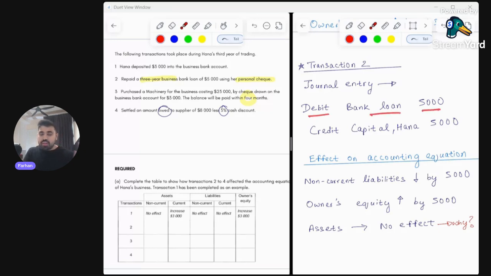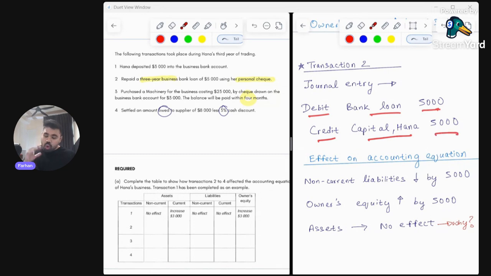At the same time, the question also mentions using her personal money or personal check. This is referring to the fact that Hannah, in fact, has made an investment by using her personal money to pay off this bank loan. When her personal funds are used to pay off this bank loan, Hannah's capital, which is also referred to as the owner's equity, is increasing in value, and therefore we will credit the capital account for Hannah by $5,000.